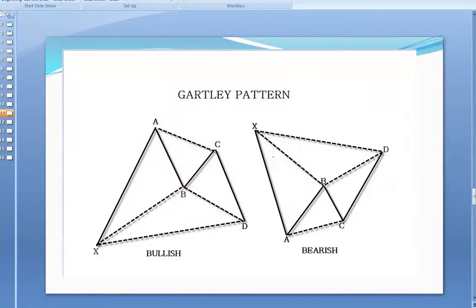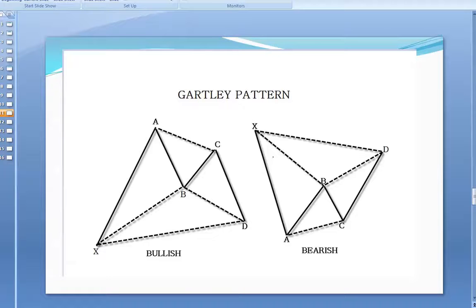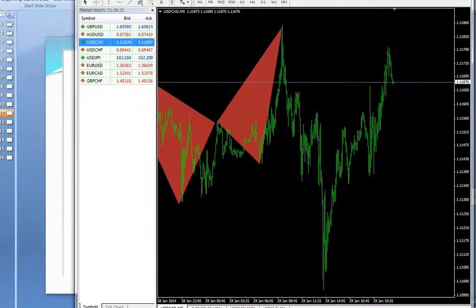Forex chart. I didn't mean to do that. I didn't mean to do that either. All right, let me fix this. Let me just show you on this particular chart here.